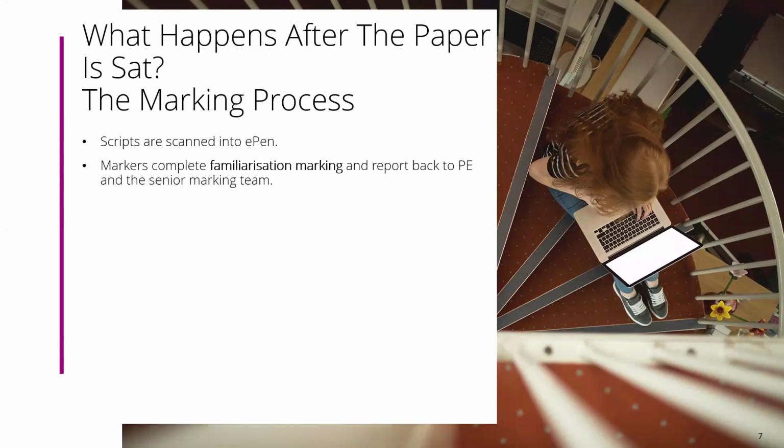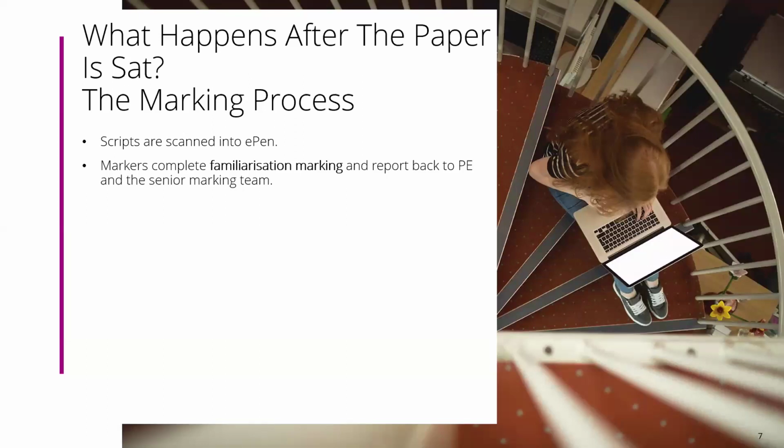Those marks don't count. Everything will be remarked. This is just markers getting familiar with the paper, with the mark scheme, and with the way in which students are responding to the questions. After familiarization marking, any marks that have gone into the system are wiped out and then will be remarked again.